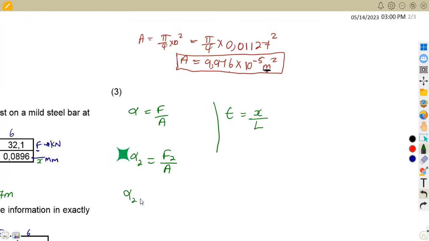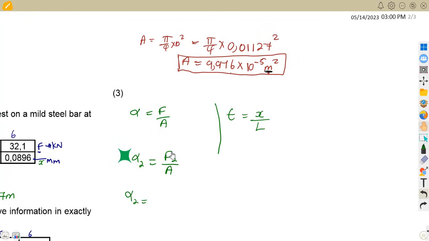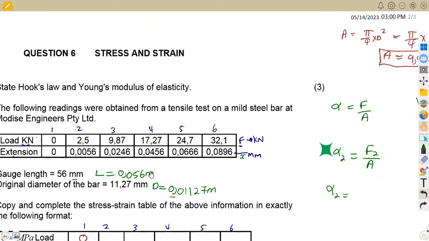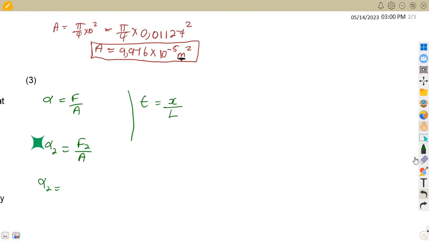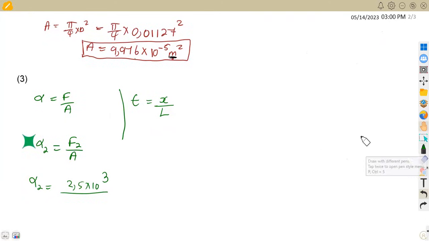So that means we have the force, which is given as 2,5 kilonewton. So that's 2,5 times 10 to the power of 3, over the area, the one that we calculated before. We calculated our area as 9,976 times 10 to the exponent of -5. So here we are going to obtain our stress, which is measured in megapascal. On your calculator, you are going to obtain this value, 2506.0144.